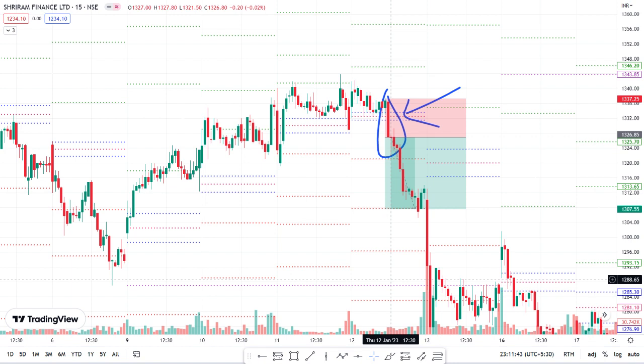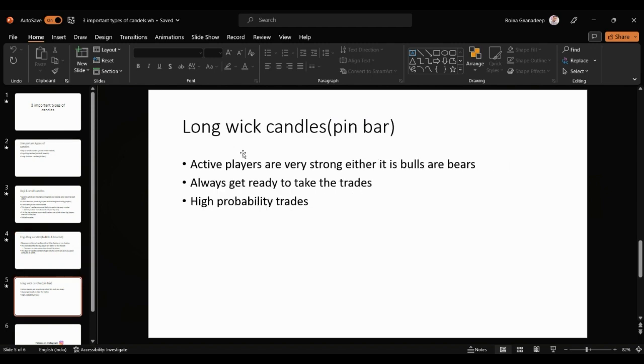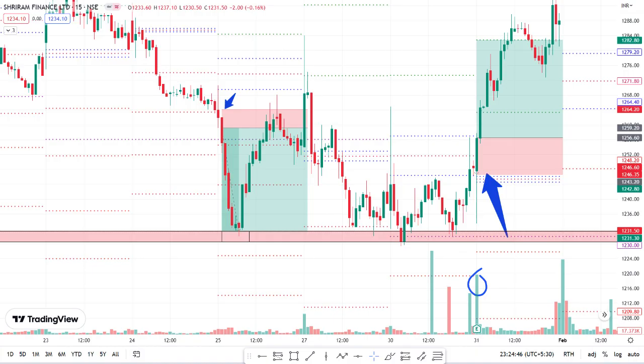These types of candles also contain huge volume because the big players are active in them. It indicates a huge volume in the market, so it can give you a good amount of profit if you trade these candles. Next we are going to discuss long wick candles, shortly known as pin bar candles.